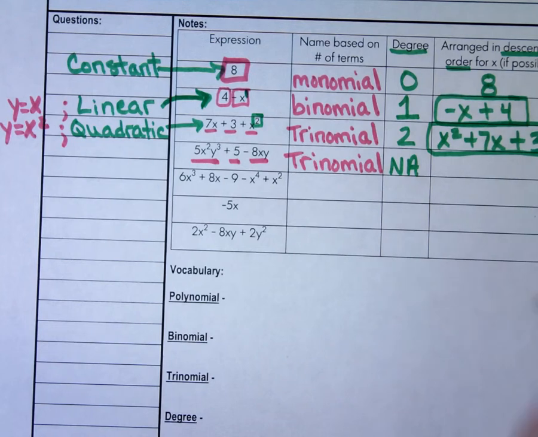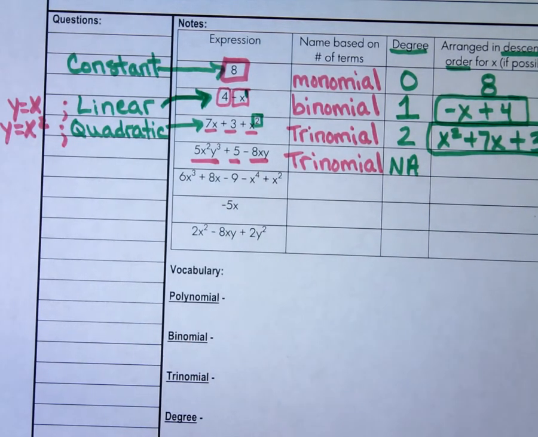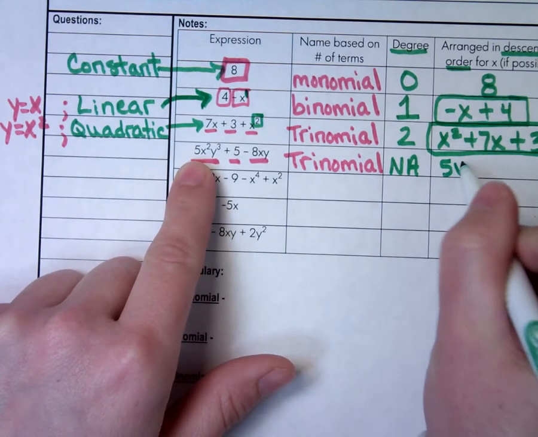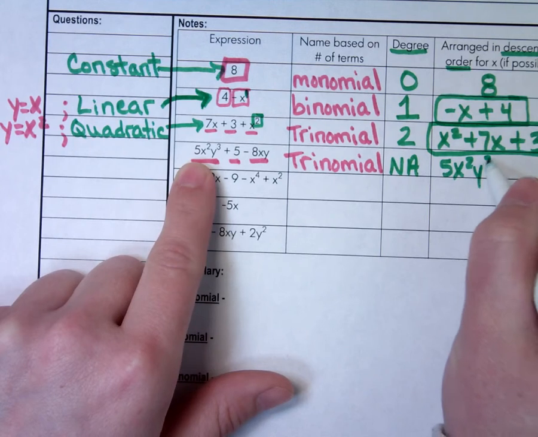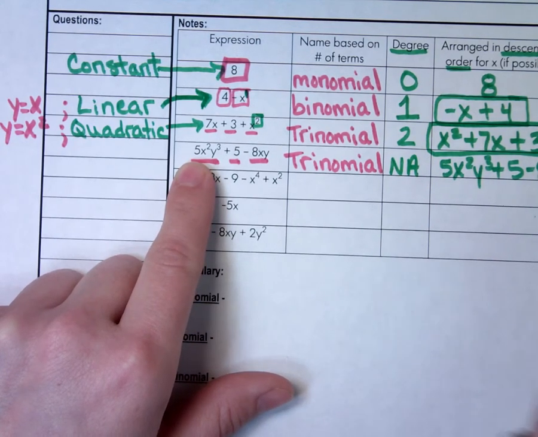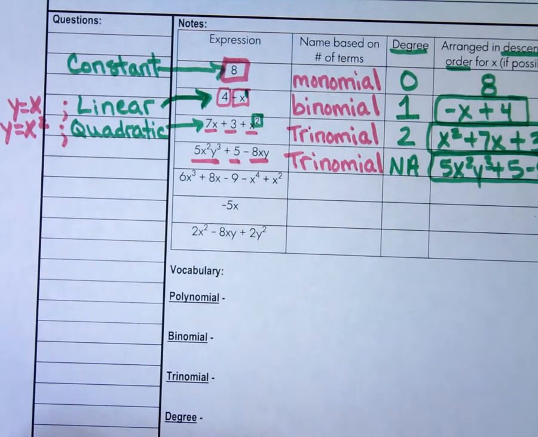And then the same thing with the descending order. If there's a mixture of x's and y's, then there really isn't a proper way of writing it. So I'm just going to go ahead and rewrite it the way it was. There is not a proper way for writing it when there's a mixture of letters. So we'll just keep it like that.